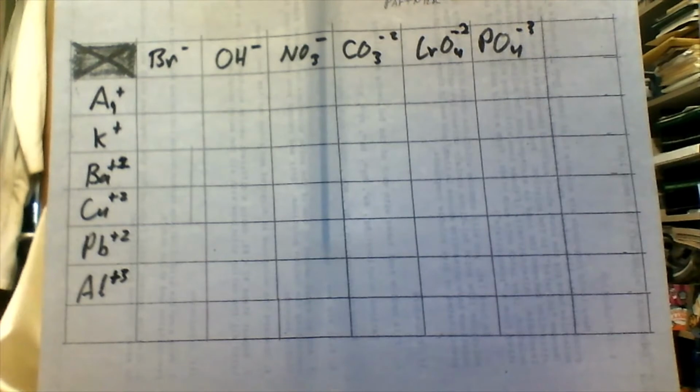In order to do today's experiment, you're going to need to set up a data sheet that looks like this, with the cations down one side and the anions across the top. And then as you combine those two solutions together, you should record what you observe to be the effect.